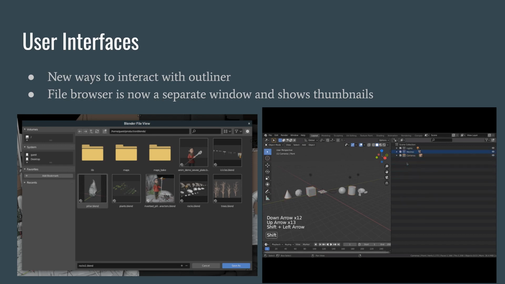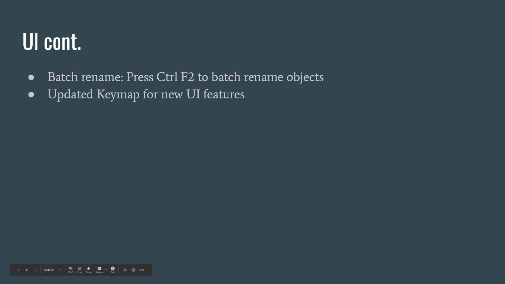There's collapsing and box selections and all sorts of new things. So you might want to check out the patch notes if you want the complete list, but I'm not going to go over all of them. This video goes on for a little bit longer, but we're just going to skip it for now. Just know there's new ways to interact with the outline.